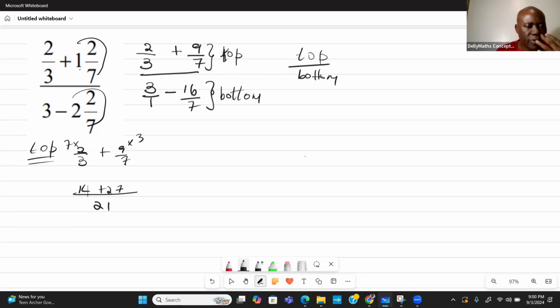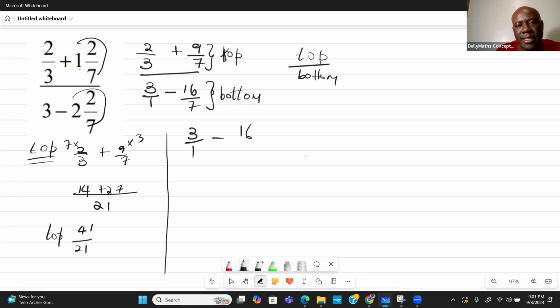So what we're about to do now is just to add. So when we add the 14 plus the 27, we're going to get 41 over 21. Right? So 41 over 21, and this part is for the top. Let us see what we have for the bottom. So for the bottom, I have 3 over 1 minus 16 over 7.